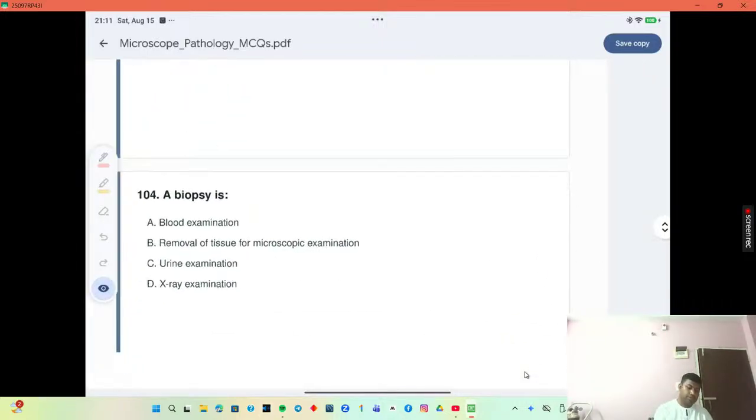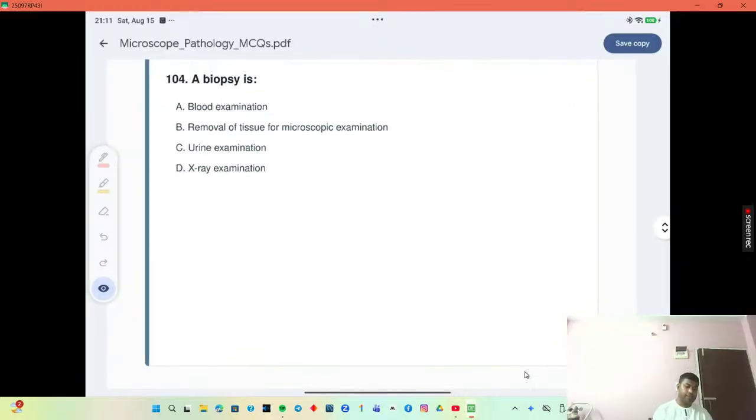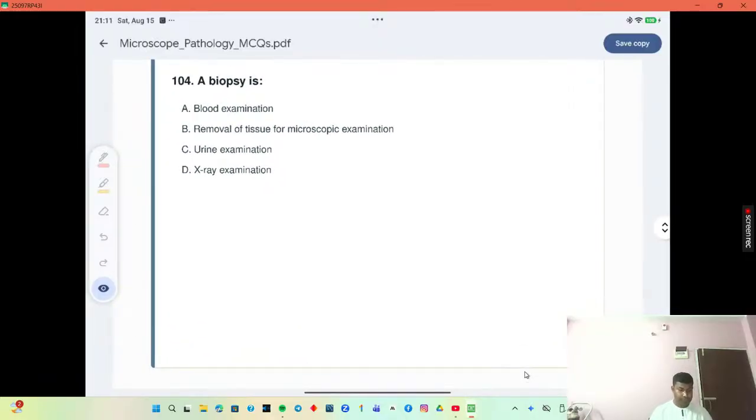So the next question is a biopsy is a... What is a biopsy? What do you mean by biopsy? Biopsy means removal of tissue for microscopic examination. So, what do you mean by biopsy? Biopsy means removal of tissue for microscopic examination.